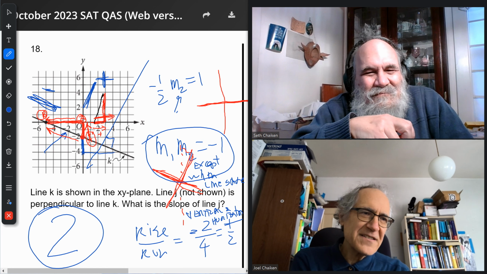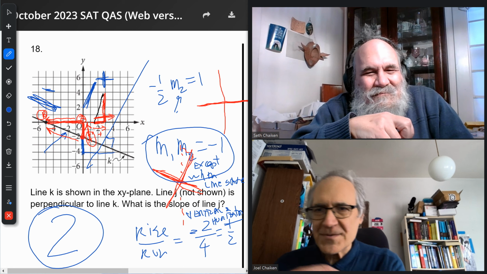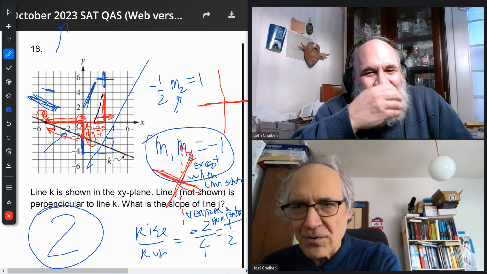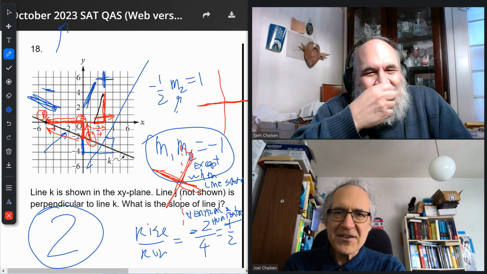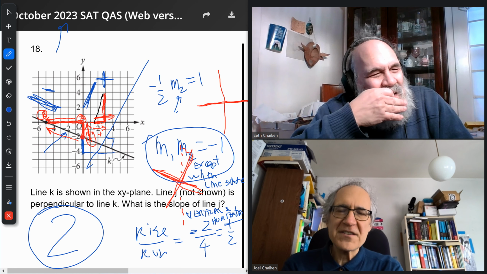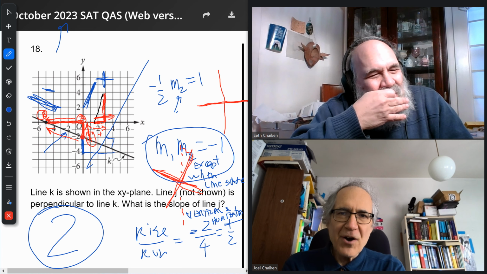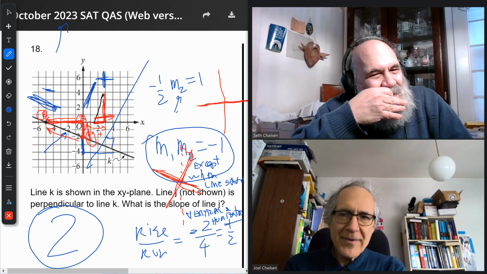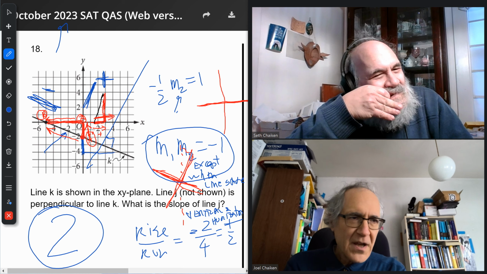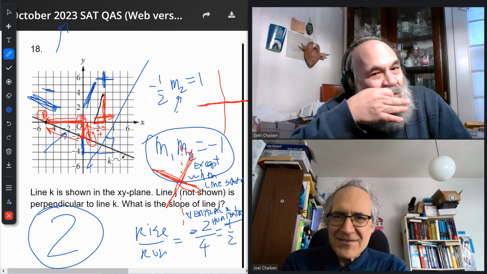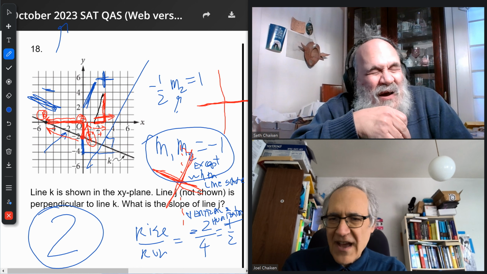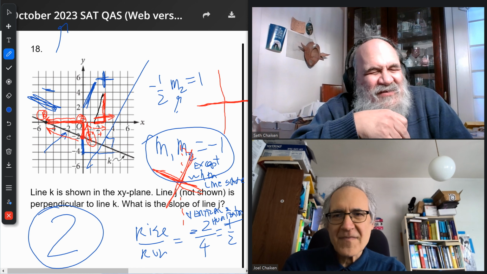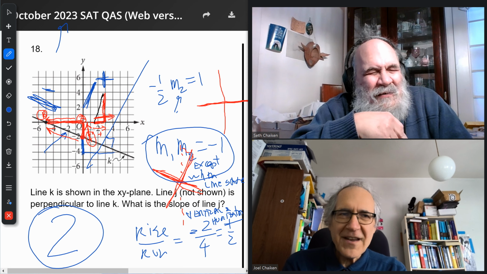Let's ask the big questions. Calculator. First of all, this was not on a calculator section. This is an old test. Back in October 23, there was a non-calculator section. The new test has no non-calculator sections. Calculator always. A calculator here wouldn't really help. It would make no sense to graph that line. It's pretty silly to use a calculator. Okay, we're done with that.